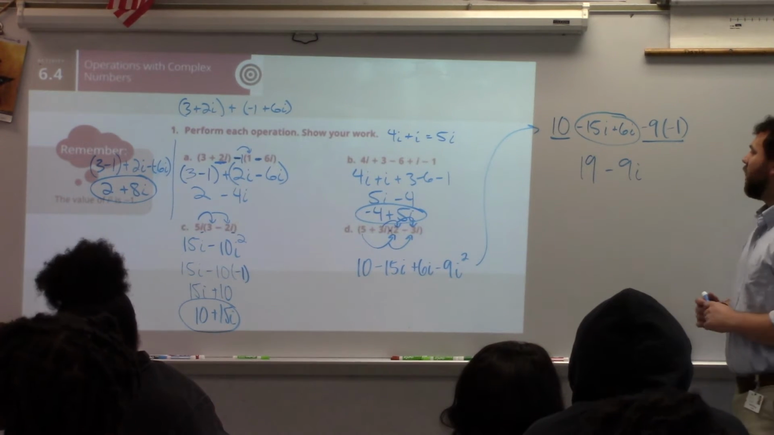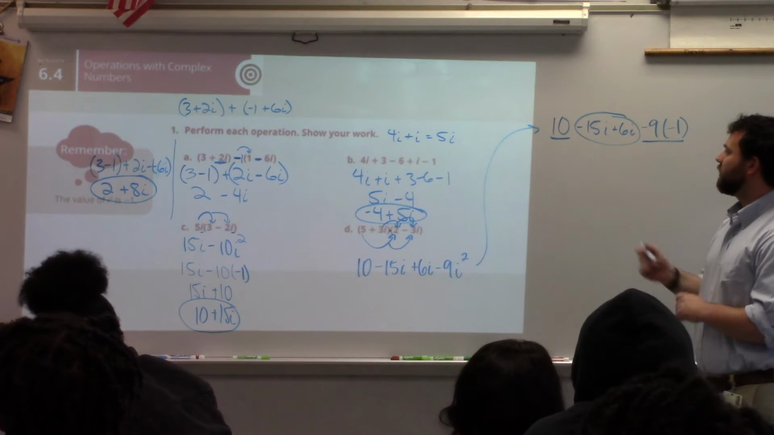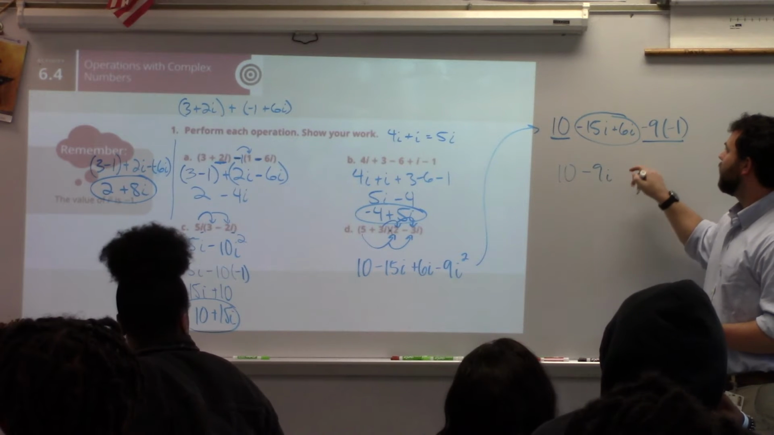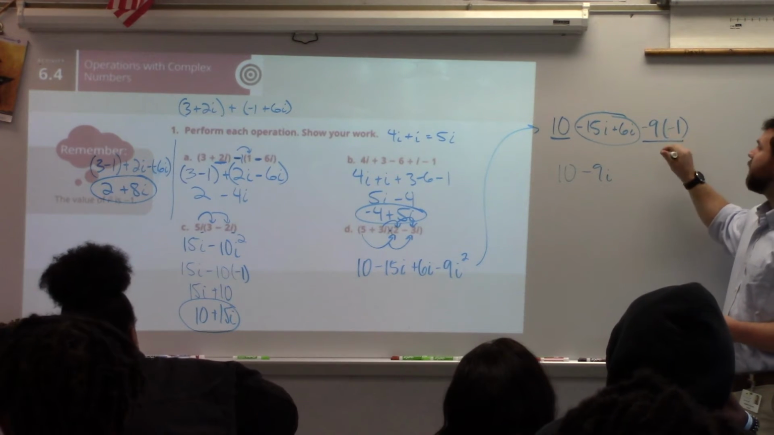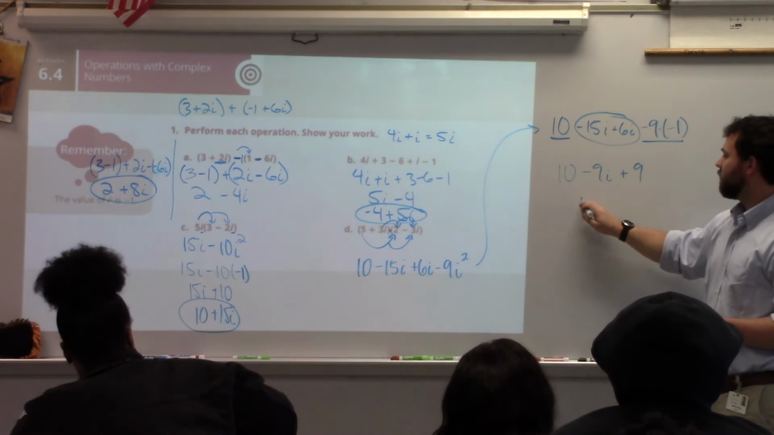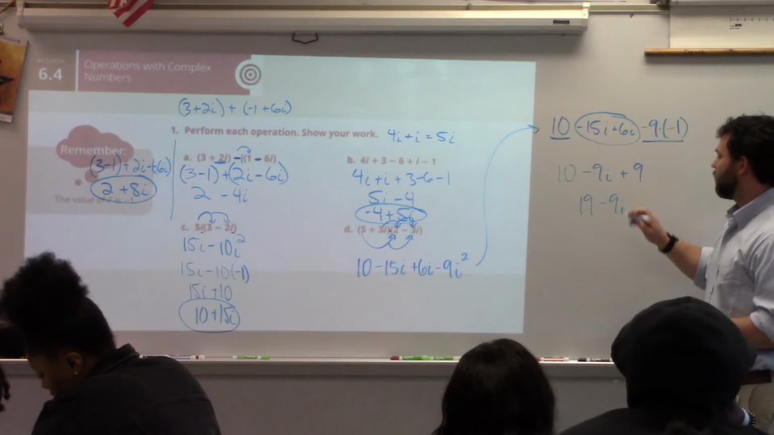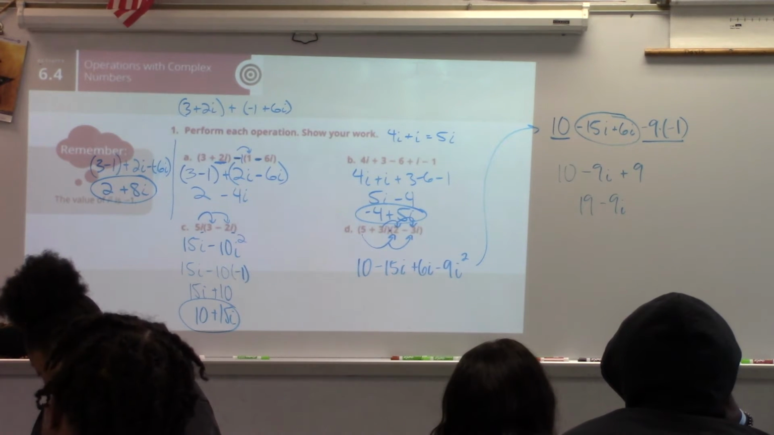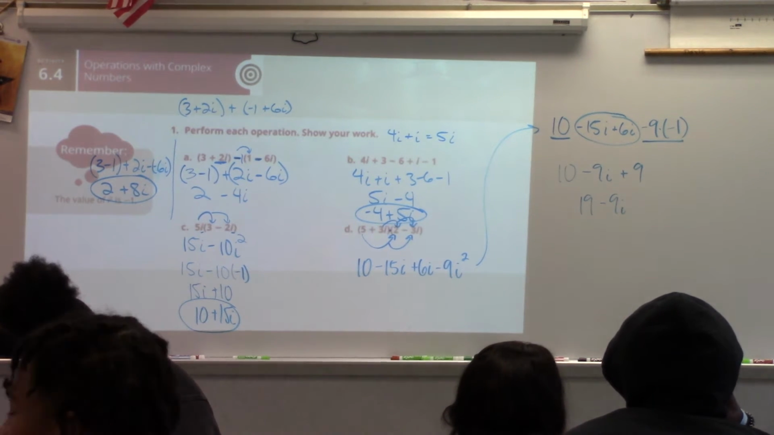Okay, so if you want to break down a little bit more of how this is happening, I'm just going to go ahead and do that negative 9i. If you have two negatives being multiplied, it becomes what? What's 10 plus 9? So remember, if you need that extra step shown in there, let me know. But that's how that's coming in there, Casey.